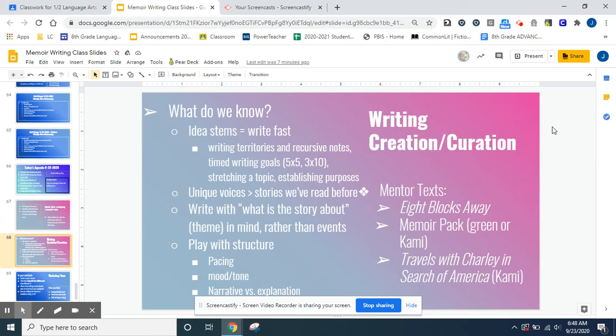It might sound different than the other memoir, but you might use some of the same moves. Remember, we said yesterday and the day before that memoirists repeat, right? They have a similar style. And so that doesn't necessarily mean they repeat inside the same memoir. They repeat their style across multiple pieces of writing.